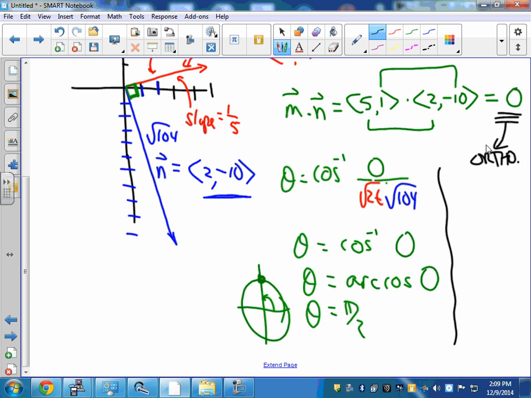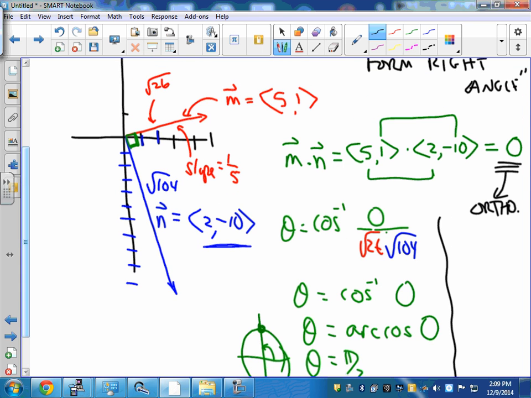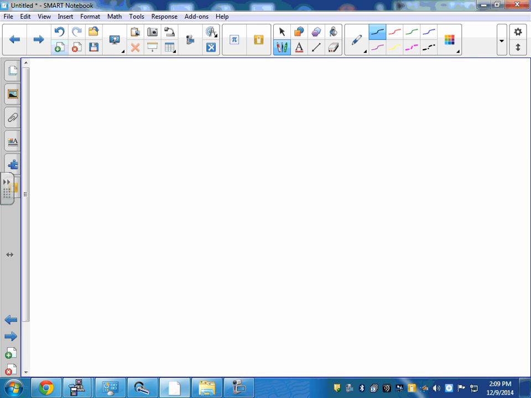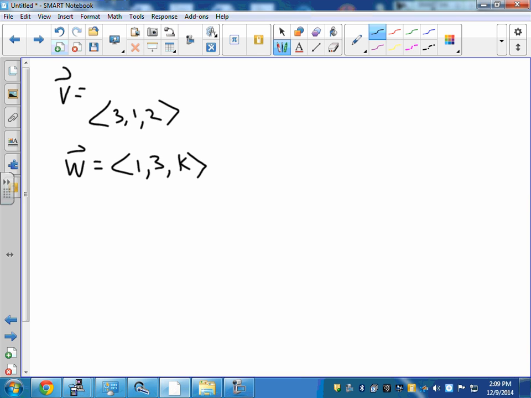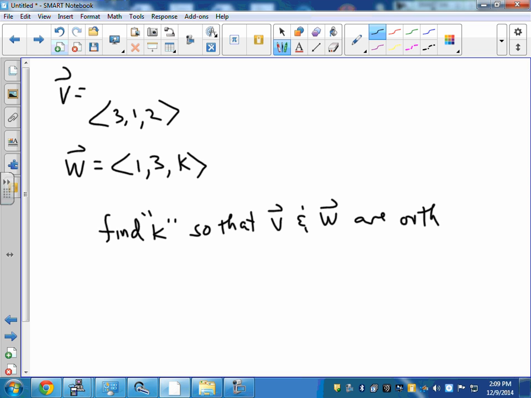Now, real easy to see in two dimensions because I set it up that way with slopes, right? Slopes are negative reciprocals. Let's go to three dimensions, and let's say we had (3, 1, 2), and I've got another vector. I'll call this V again, and here's W, and I'm going to do (1, 3, K), where K is some unknown number. And I want you to find K so that V and W are orthogonal. Now, I'm not even going to try to draw a picture here. We're in three space. The picture would be really difficult to draw. I want to know what number has to fit there.